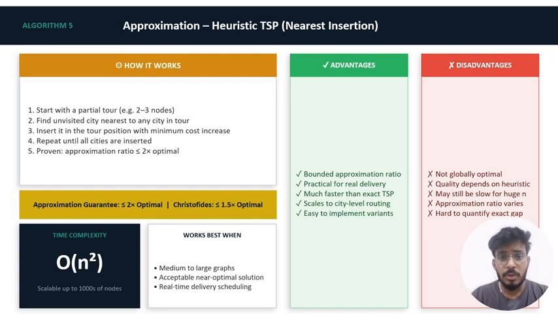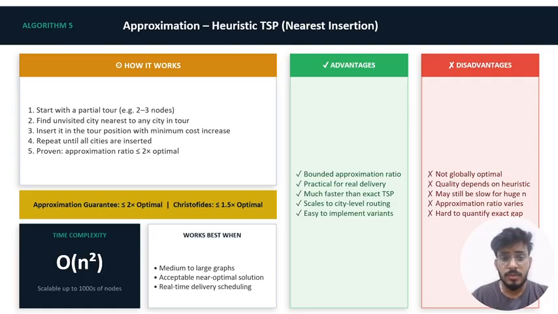We are talking about the heuristic TSP, and how it works. We start with a partial tour, then find the unvisited city nearest to any city in the tour, insert it in the tour position with minimum cost increase, and repeat until all cities are inserted.